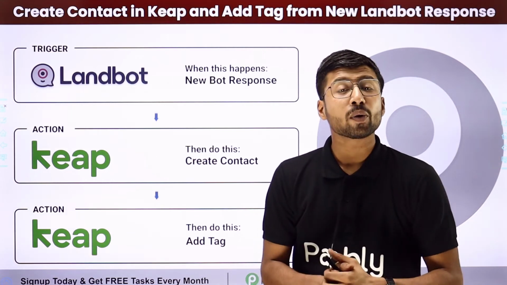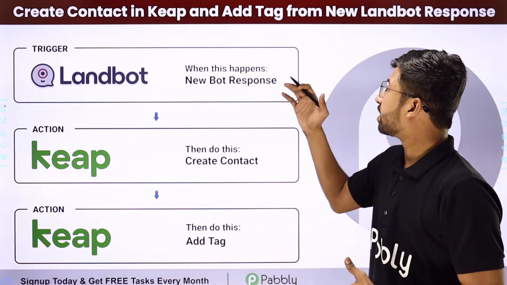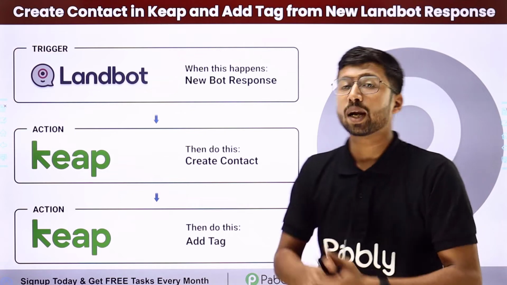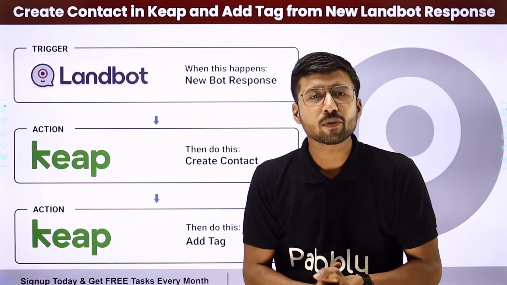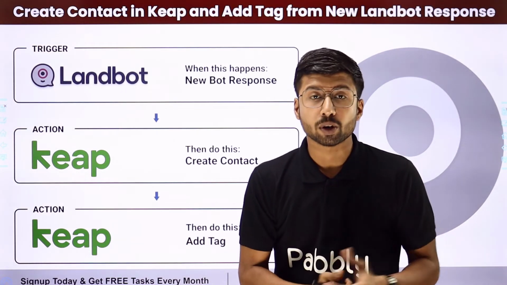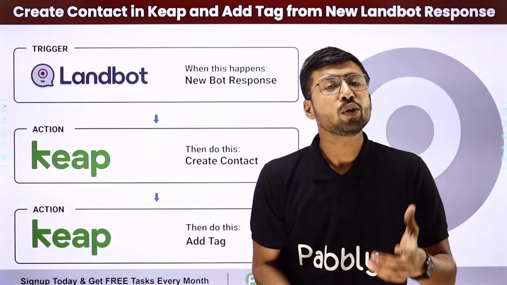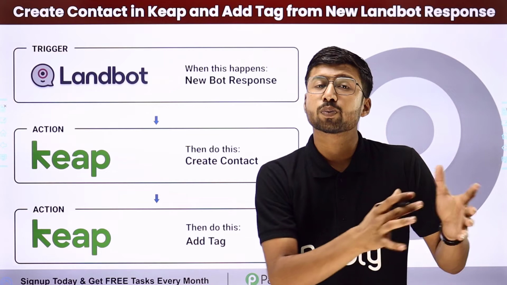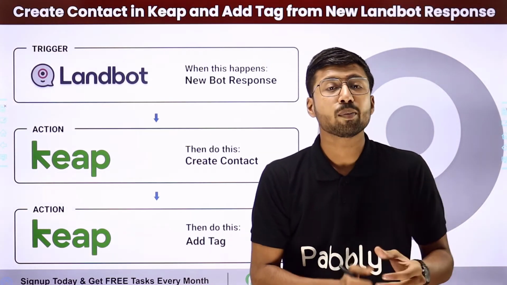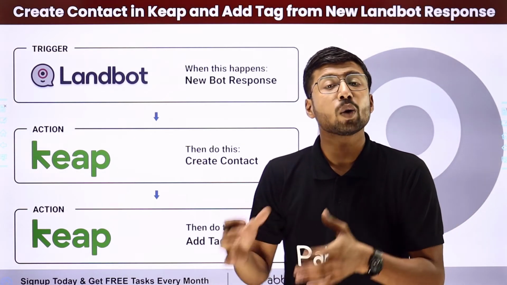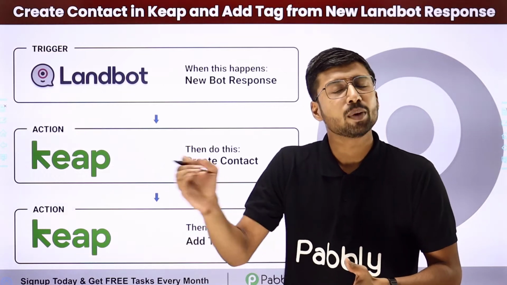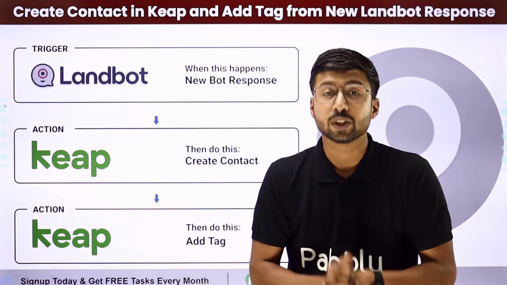So in this video, we are going to learn how to create a contact in Keap and add a tag from new Landbot responses. Let's say you have created a chatbot using Landbot, using which you are asking some details, some questions to the users. And you want that whenever you receive a new response in the bot which you have created in Landbot, with the same details, you want to add that person as a contact in Keap and also want to add a tag to that new contact.